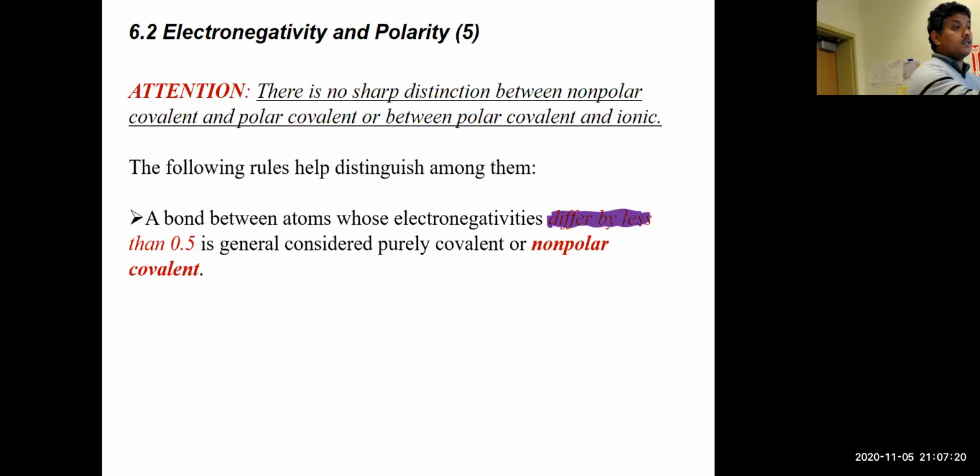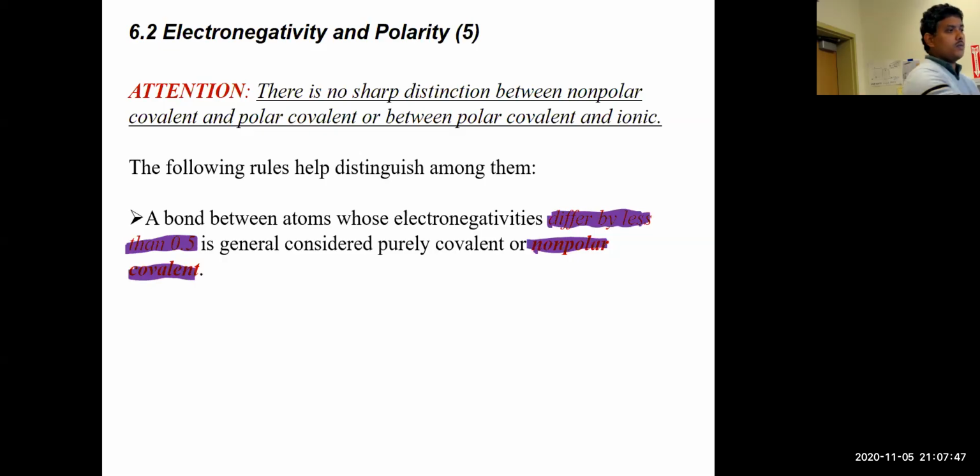One is when the difference between two atoms' electronegativity is less than 0.5. That's what we call a similar electronegativity difference. It's not significant enough to make the atoms electronically active. No one is trying to steal electrons from anyone if the difference is less than 0.5. And we call the bonds made by such atoms non-polar covalent.